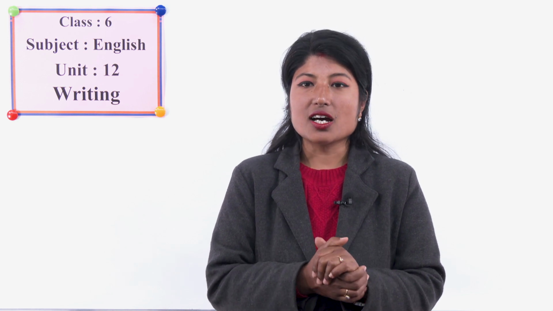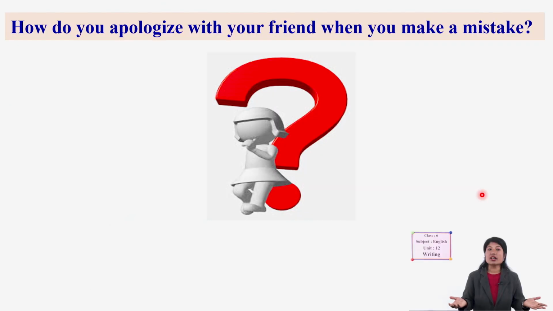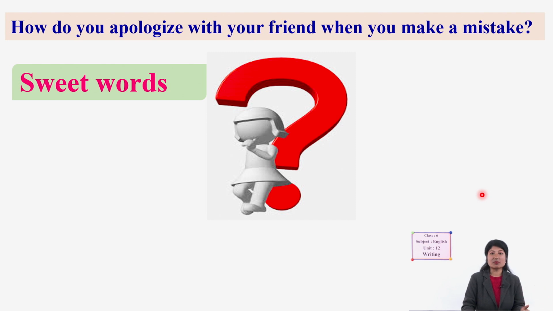So before we start that, let's talk about how you apologize once again. Let me ask you a question. How do you apologize to your friend when you make a mistake? Suppose, for example, you have taken a pen from your friend and you lost that. How do you apologize? There are ways, right? You can use sweet words like sorry, I'm extremely sorry.